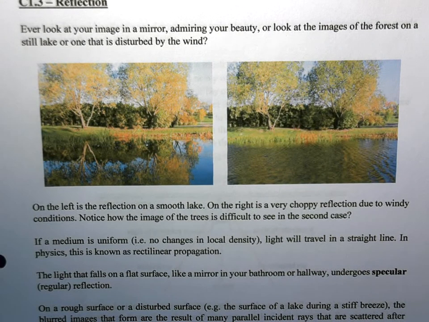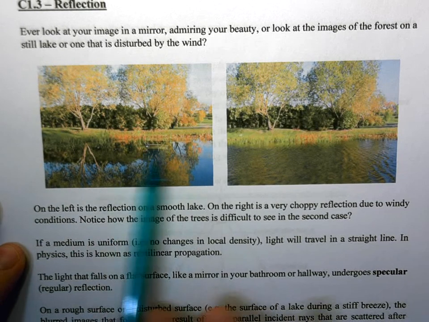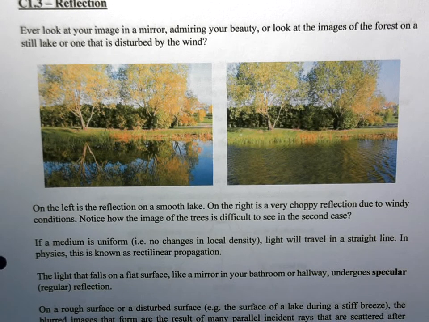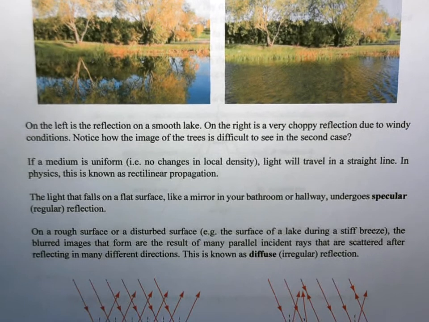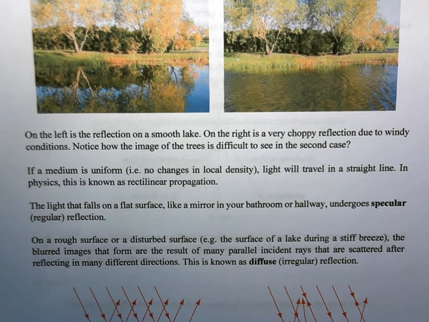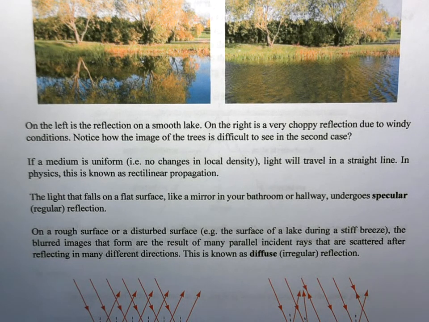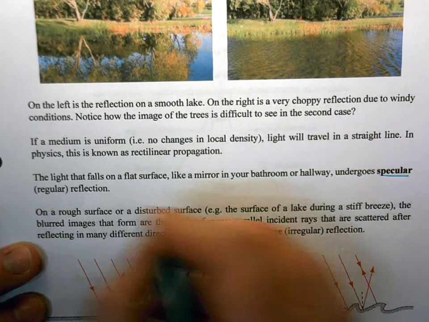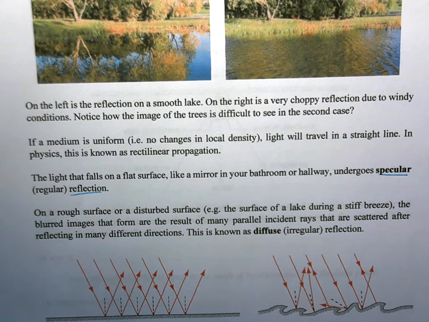We're going to talk a little bit about why that is, but then our focus is going to be more on this cleaner reflection. So first up, what we know is that if our medium is uniform, so there are no changes in local density, light travels in a straight line, which we've already said is referred to as rectilinear propagation. So if light falls on a flat surface, like a plane mirror that we're very used to dealing with, it's going to undergo what we call specular reflection or regular reflection.